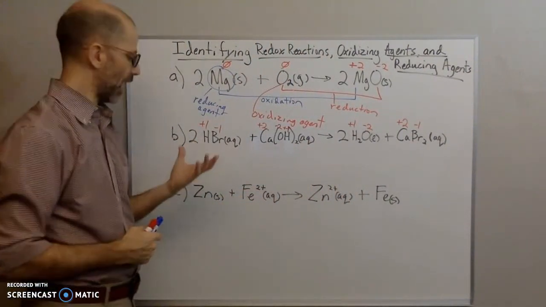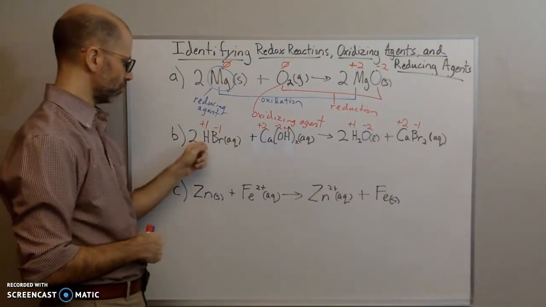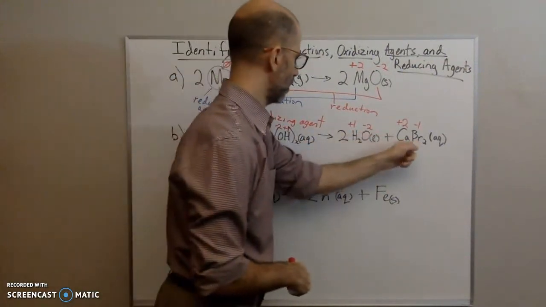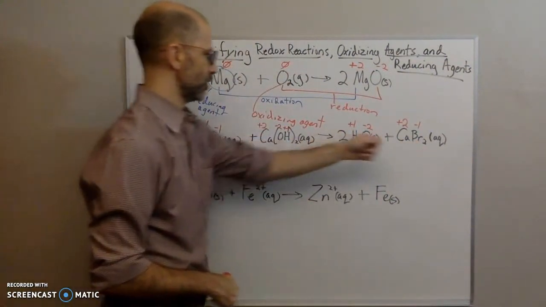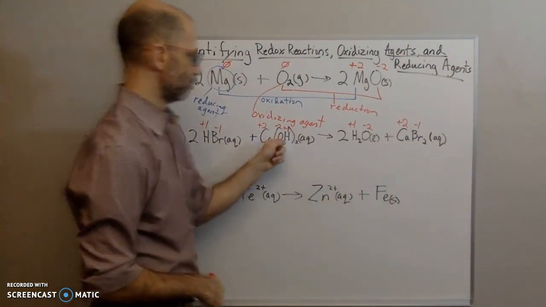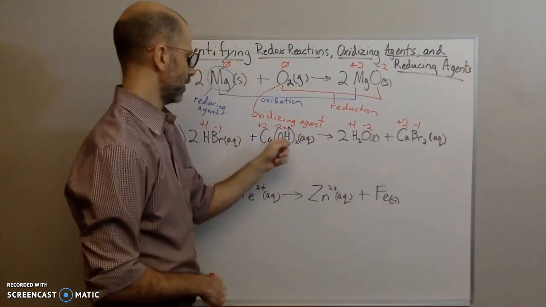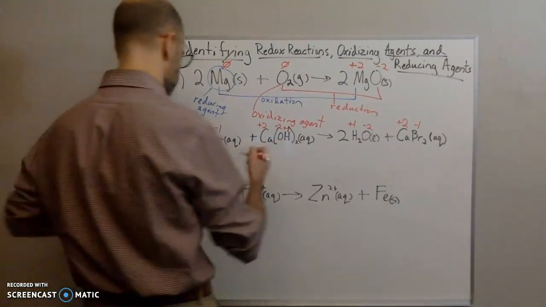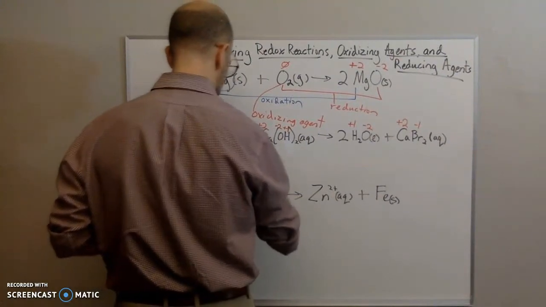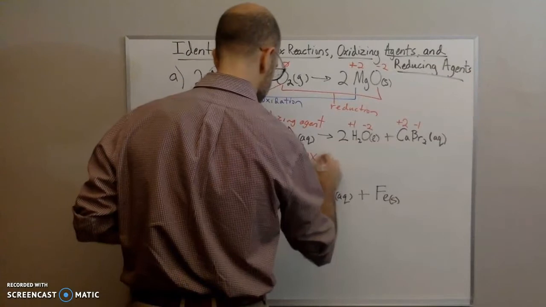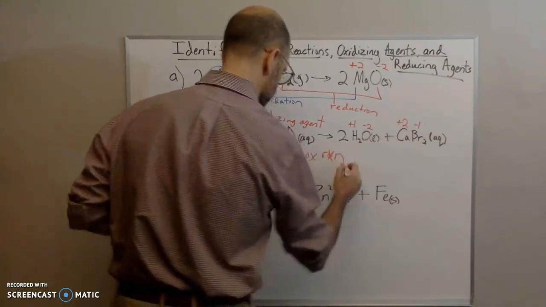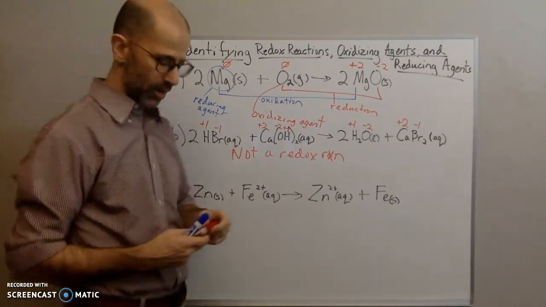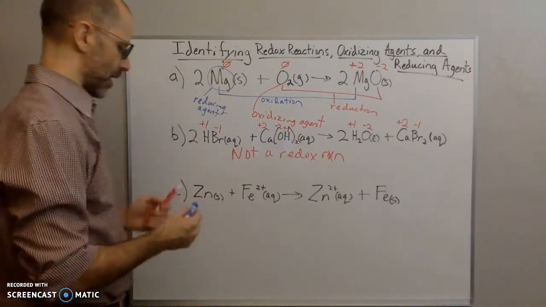Now we look at the oxidation states and see if there's a change. So we have a +1 hydrogen, +1 hydrogen. -1 bromine, -1 bromine. +2 calcium, +2 calcium. -2 oxygen, -2. And then we have +1, +1. So there's no change here. So this is not a redox reaction. So we can skip that one. There is no oxidizing agent or reducing agent. All right, let's try this one now.